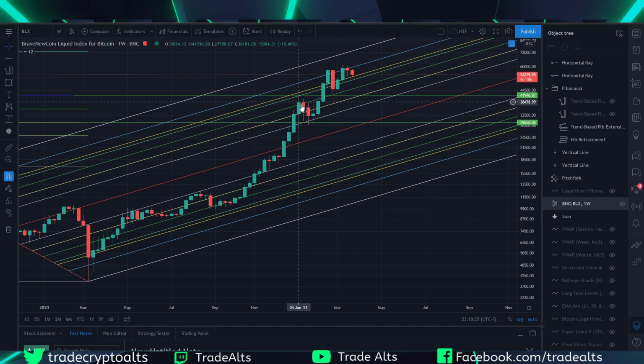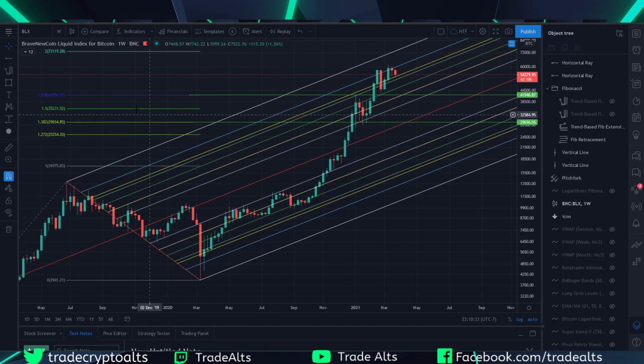Incredible. And look at this rejection, right? That is Fibonacci confluence at its best right there. Your 1.618 lined up with your golden pocket of the pitchfork. It's just as good as it gets, right? And you get your wick up right there. Big rejection. Amazing. I am really happy that I just saw that.